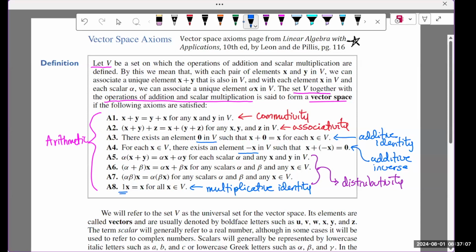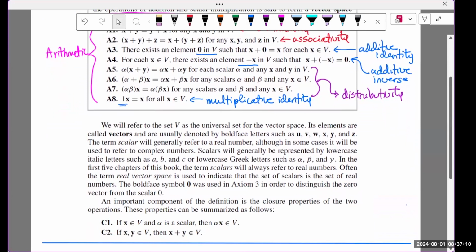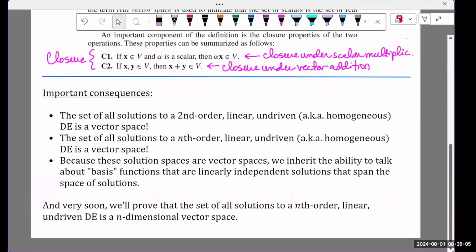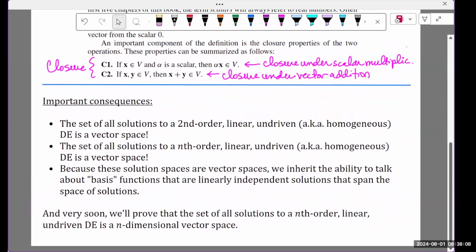In addition to these arithmetic axioms, we also require closure under these arithmetic operations. So if we have an element from our vector space X, and you take a scalar, then the scalar times X is still included in the vector space. Similarly, if you add two elements from a vector space together, then you want that sum to still be in the vector space.